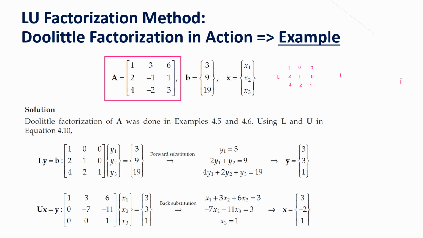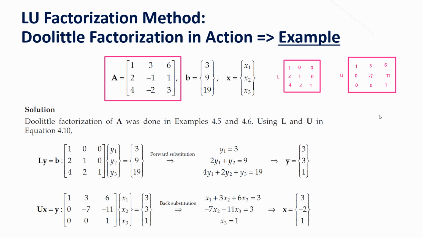What about the U matrix? We're using the Gauss elimination, where we got this one still 1, 3, 6, and then previously we got rid of this one to 0, this one becomes -7, and this one is -11, and this one is 0, this one also 0, this one is 1, correct? So you got this L and then U.